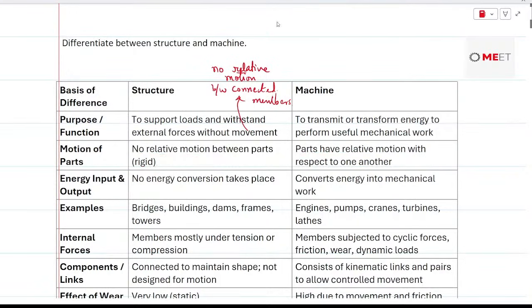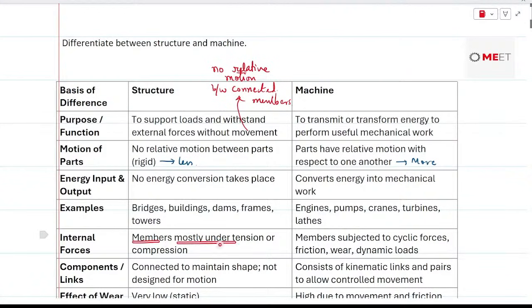other. So due to this, the wear and tear is less in a structure, and here in the machine the wear and tear is more, on the basis of this point. Next, no conversion of energy takes place in a structure, and conversion of energy into mechanical work is the specialty of the machine. Examples for the structure are bridges, buildings, dams, frames, towers. All these are examples of structures. Engines, pumps, cranes, turbines, lathe, milling machine, human body, all these are examples of machines.